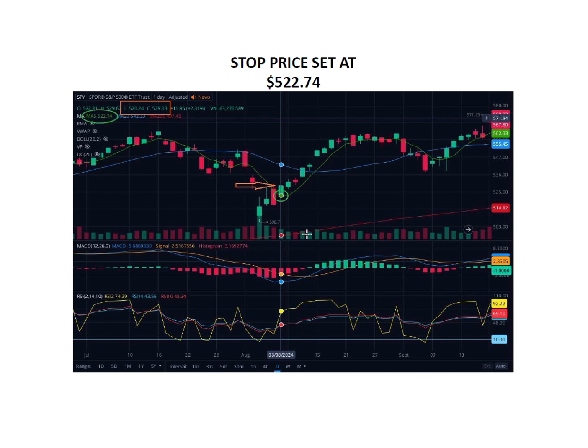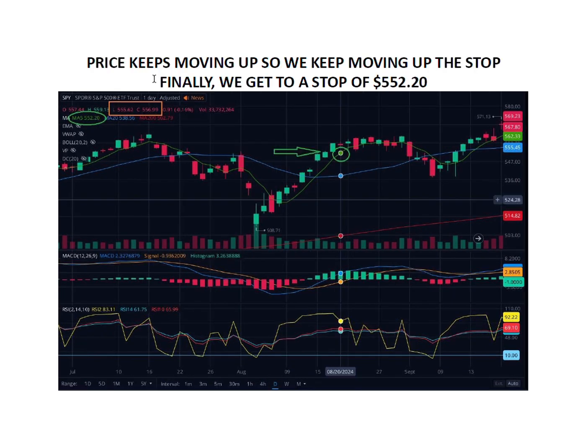So again, we have our stop set at the 522.74 right here. So the price keeps moving up. As you can see, the price just keeps moving up, and therefore so does the MA5 here. It also follows it because it's the 5-day moving average. So I'm moving that average, right? I'm putting that MA5 or my stop loss at the MA5 right here. And then it's way up here. I move it to here. Then it's way up here.